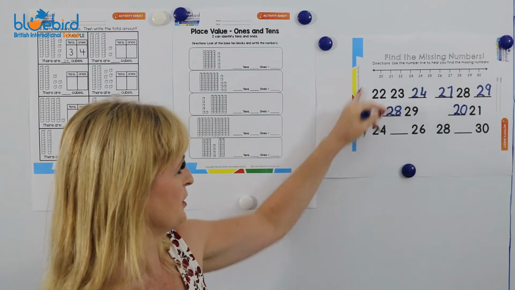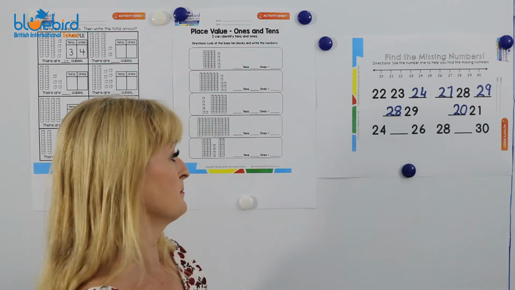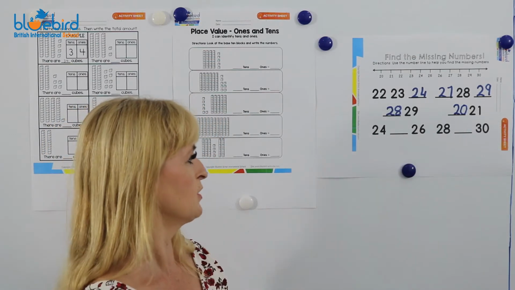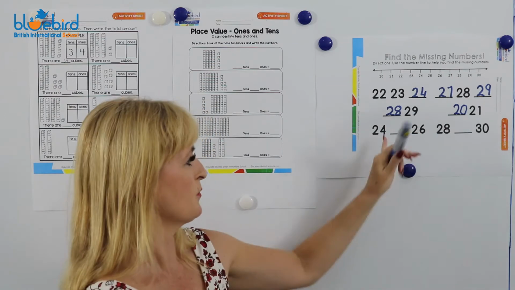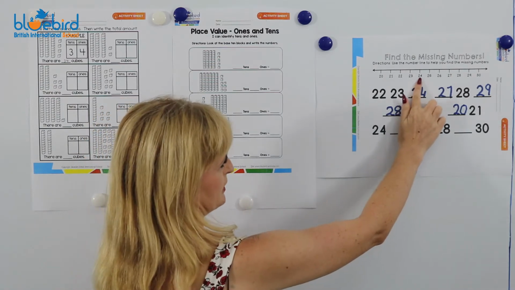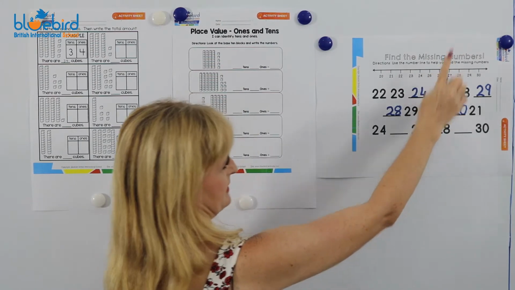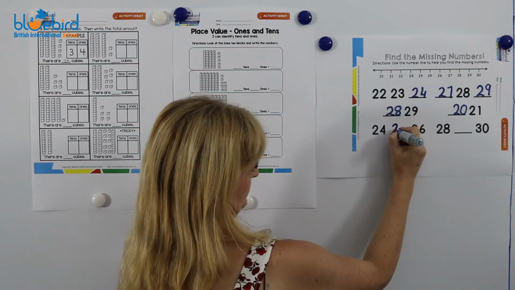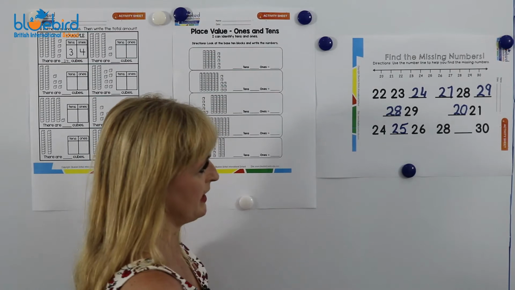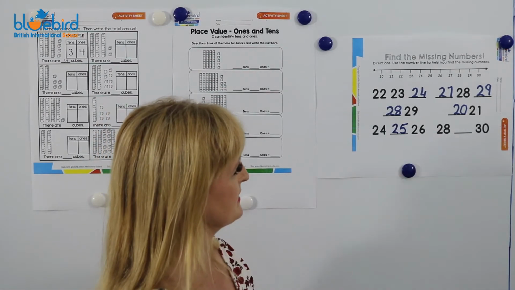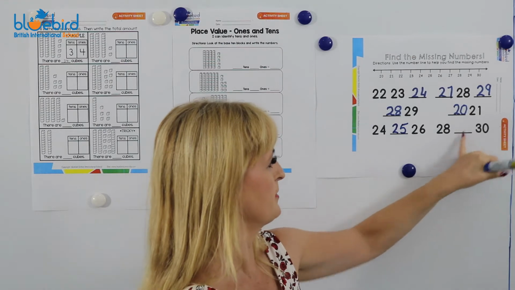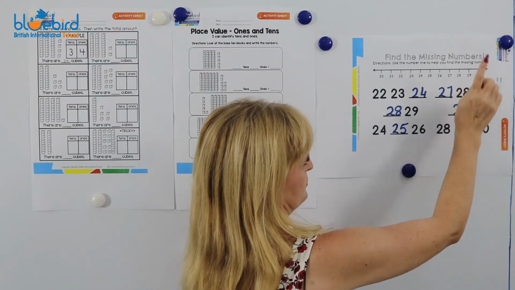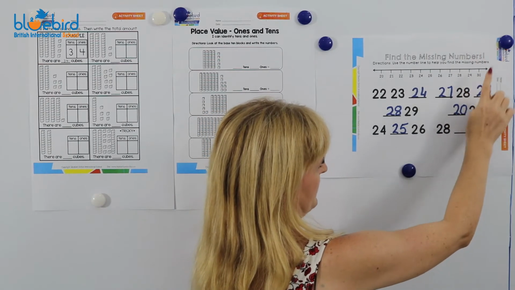So this time, on the last line, we're looking for the missing number in the middle. We start with number 24, 26. What number comes in the middle? 24, 25, 26. So the number in the middle is 25. Okay, and our last number, 28 and 30. We're looking for the number in the middle. So 28, 29, 30. The number in the middle is 29.